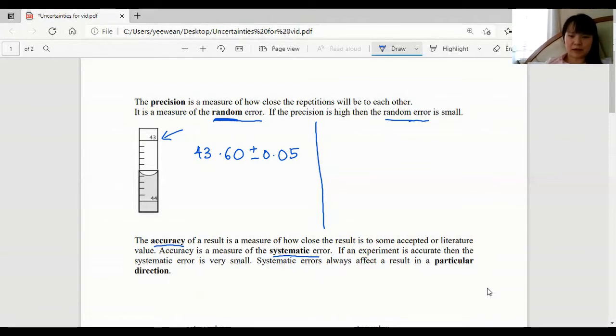Systematic error always comes in a certain direction. For example, in this usage of this burette, if a person always overshoots, because there's a reaction time, we see a color change and we need to close the tap of the burette, and every time we overshoot and then we close the tap, that will always give us a larger value than it actually is. So it's always that direction, always larger than it's supposed to be. So that is systematic error.